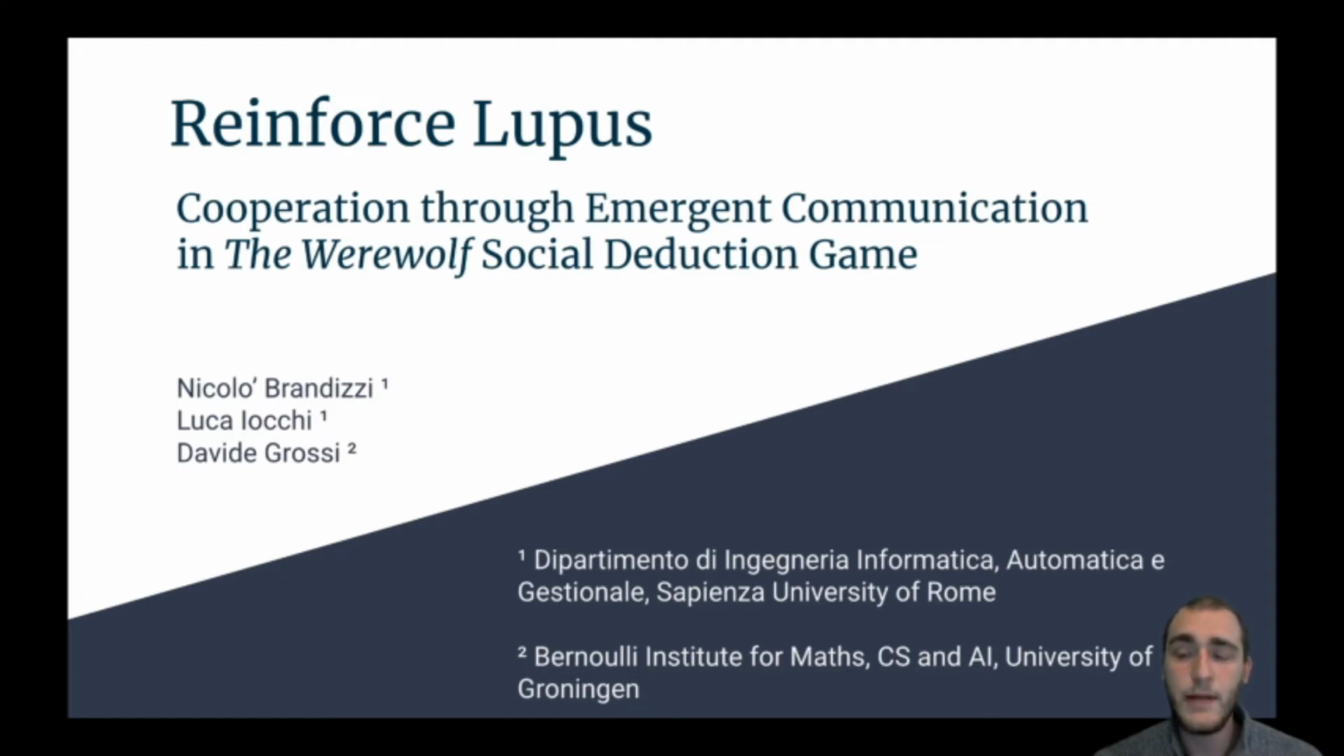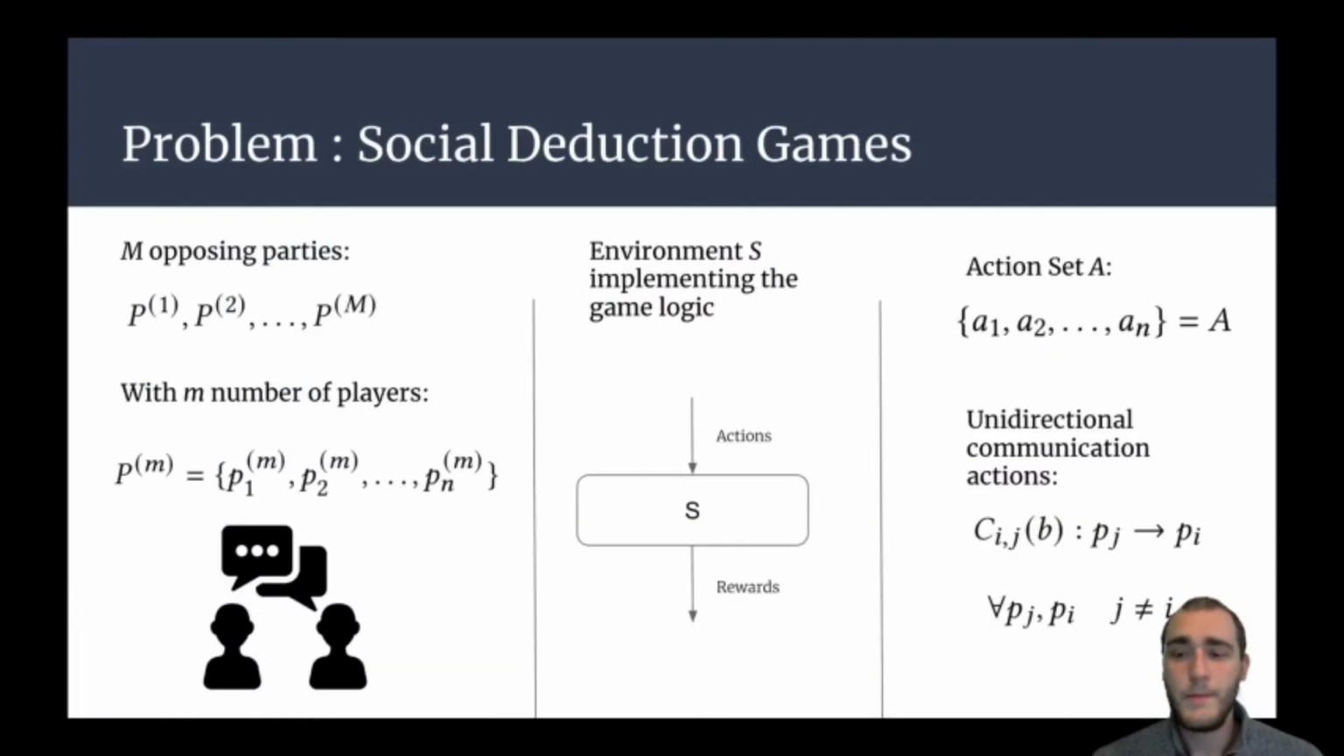In this video, I'll briefly present our work supported by these slides. We provide a formalization of a social deduction game as a structure made of three components. The first one is the number of opposing parties P. Each party has a number of players, M, that must coordinate with each other.